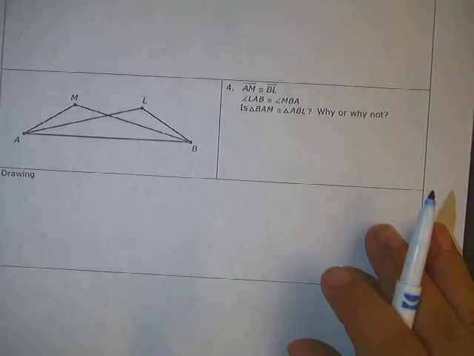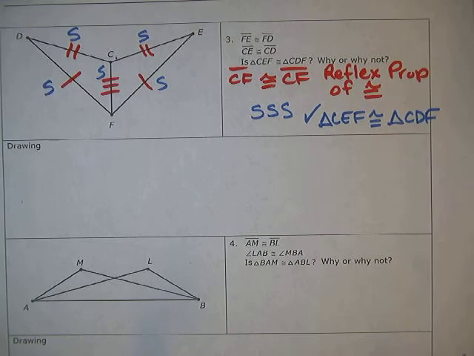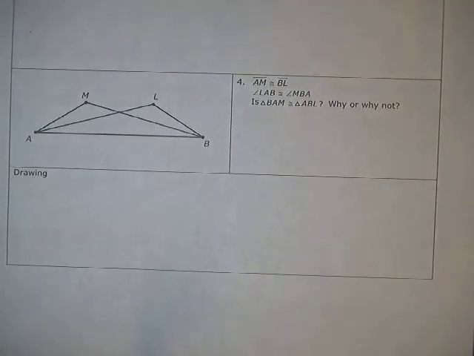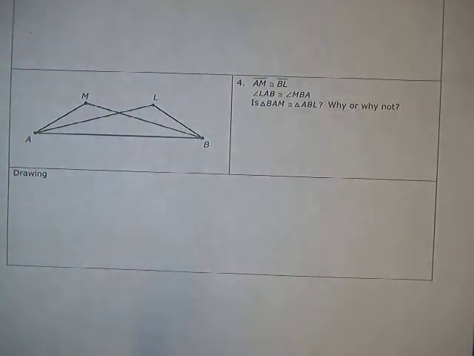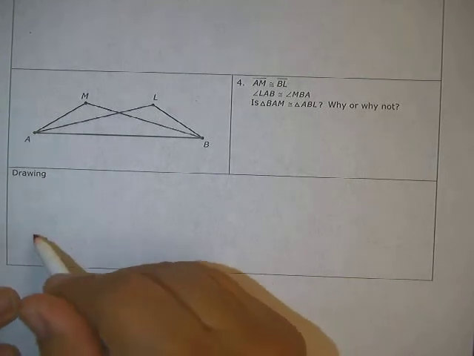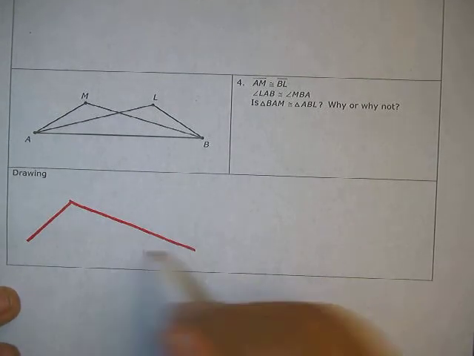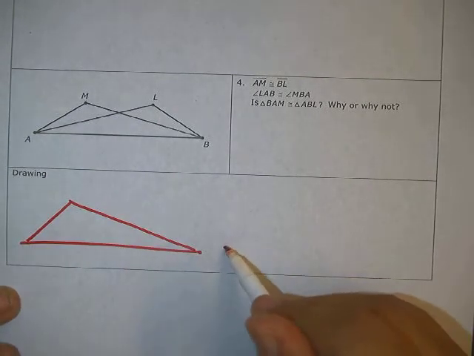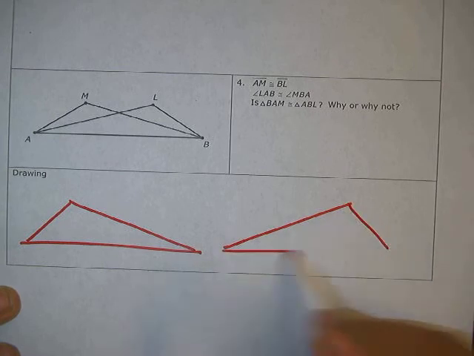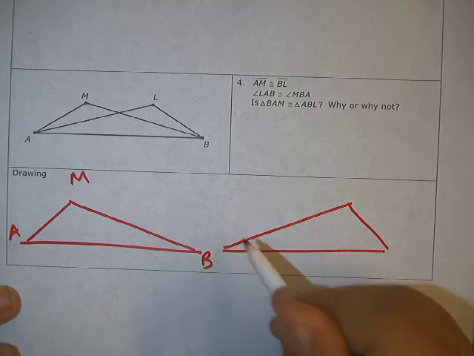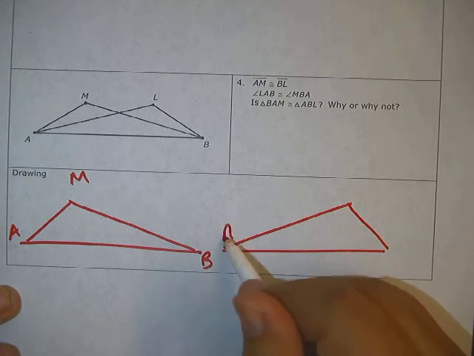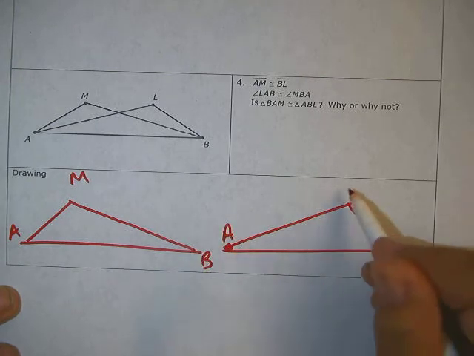Now, the next problem, so just in case you wanted to get that down, the next problem does have the overlapping triangles. So it is probably a good idea to go ahead and mark them congruent, because when you have these hash marks on here, it's going to get a little confusing. So I have A, M, B, and this is A, notice that's A, L, B.